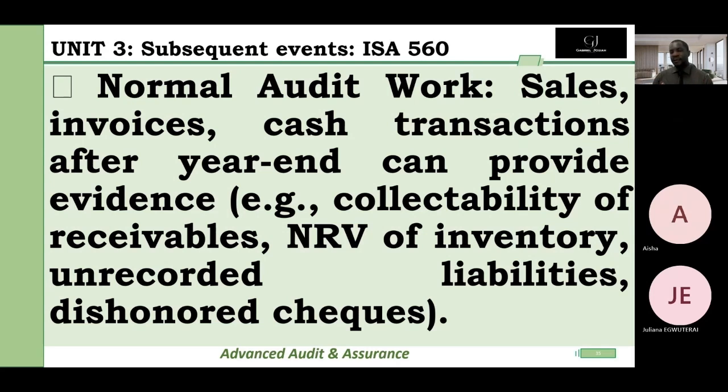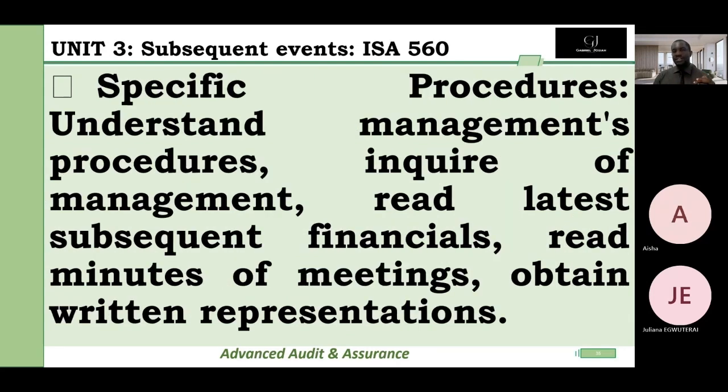Debtors paid them. The net realizable value of inventory is also very important, and an example of adjusting events or subsequent events. Unrecorded liabilities incurred by the company, like a litigation case. Dishonored checks that were now honored, and money came into the business. We need to understand and adjust for these events. So we need to perform specific procedures, whether analytical or compliance, to understand management's procedures.